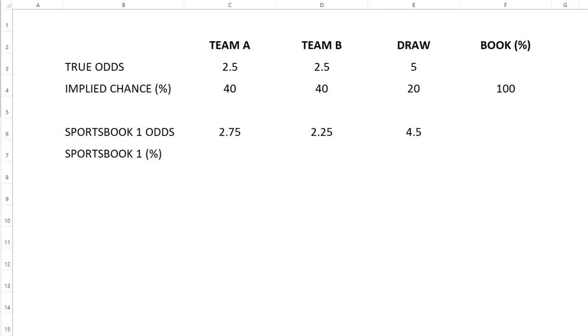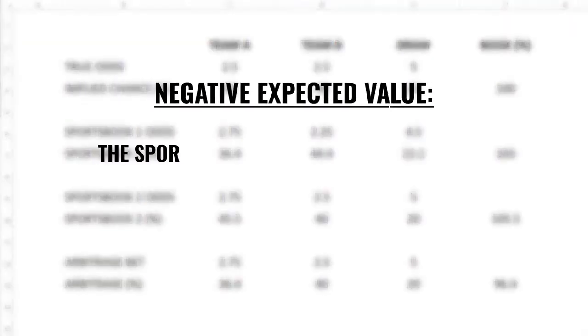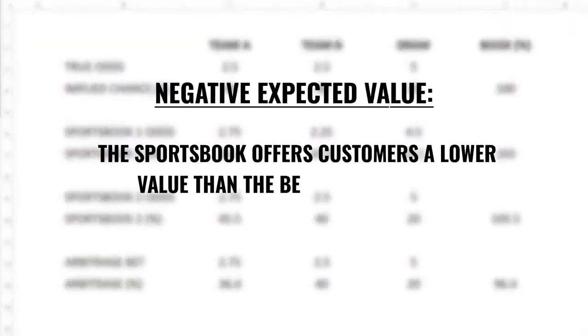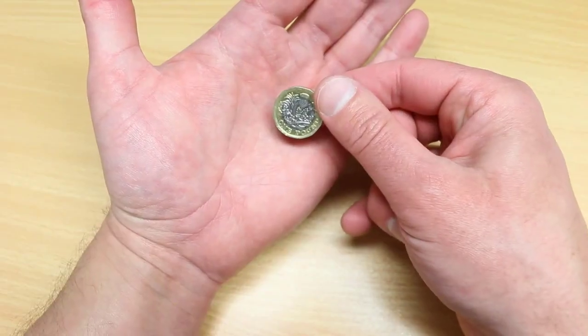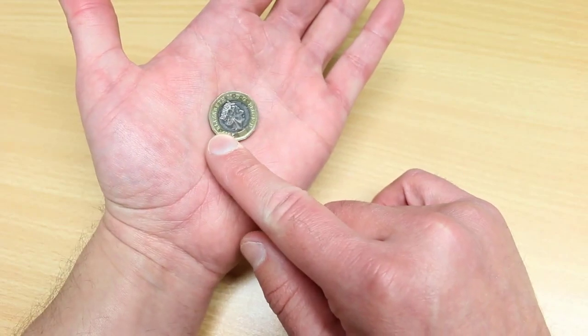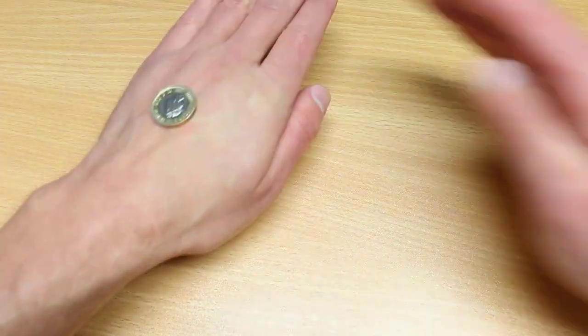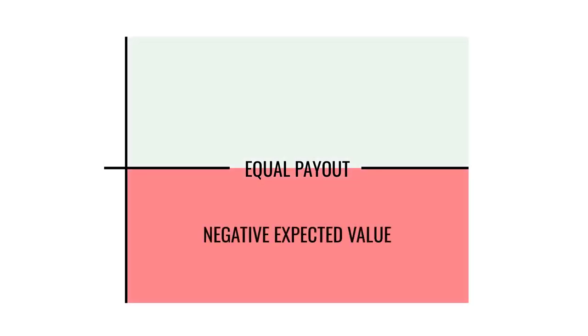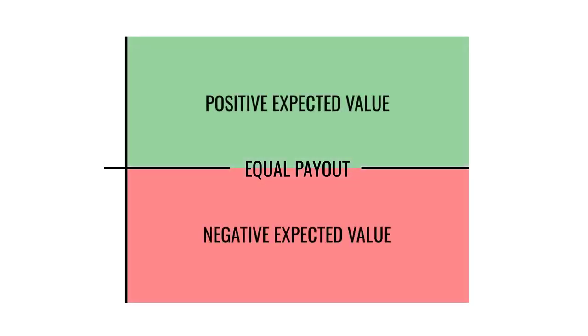Now, these betting odds represent a negative expected value. Negative expected value means they offer less value than the implied chance of them actually happening. For example, a straight coin flip has two sides. The implied chance of landing heads or tails is 50%. At fair odds, it would mean an equal payout, no matter which side you bet on. Anything below an equal payout is a negative expected value, whereas anything above is a positive expected value.